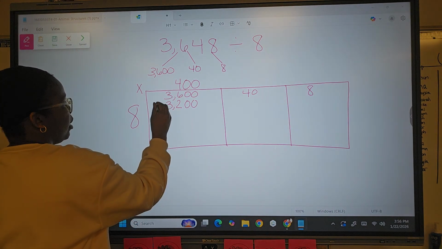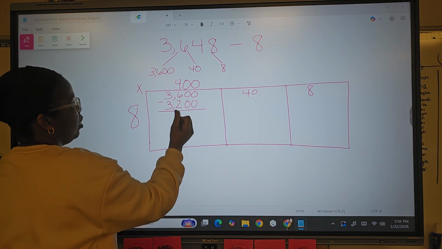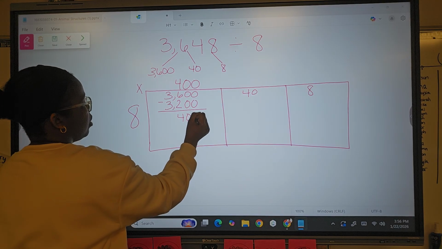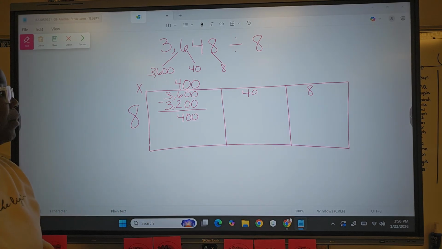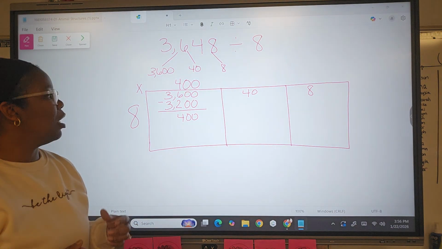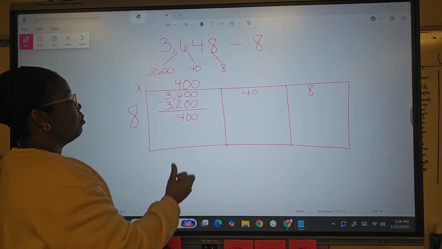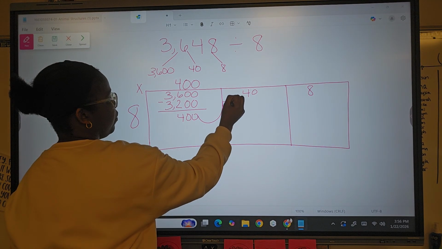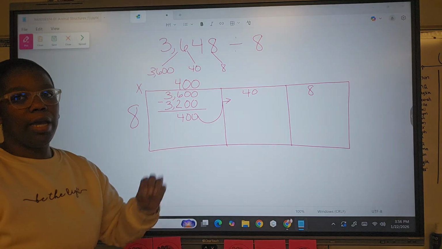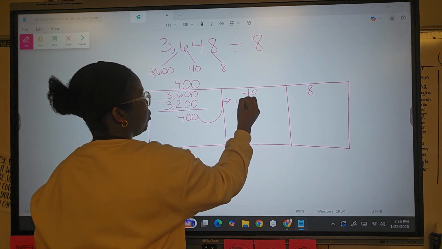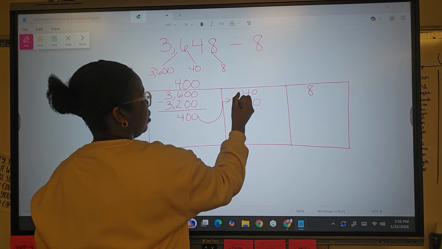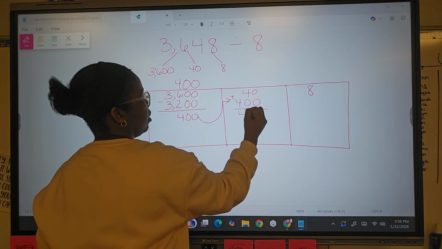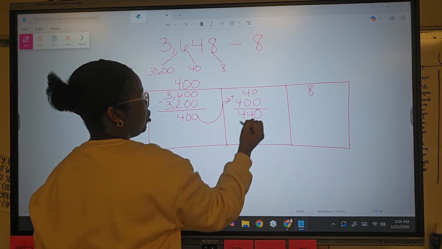Now I'm going to subtract, which leaves me with 400, and now that 400 can't just sit there, so we are going to move it over to the next place value. I already had 40, now I'm going to add 400. I'm going to add those two together, and that gives me a total of 440.